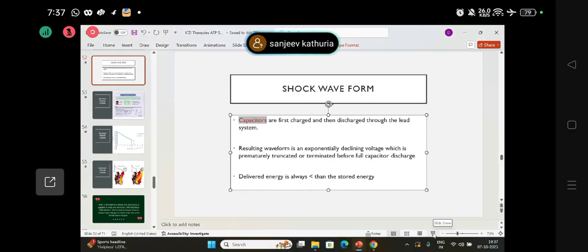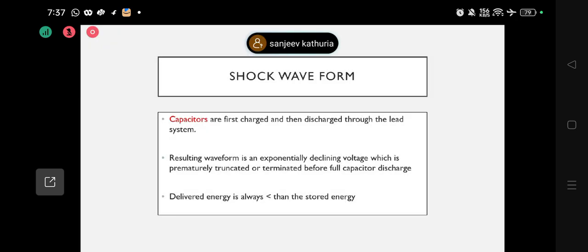Somebody asked about capacitors. Now this is a slide of capacitors. Capacitors are first charged and then discharged through the lead system. That means when the machine is making a discrimination between VT and SVT, the capacitor will start charging, and then whatever the resulting answer, it will deliver energy. Remember, delivered energy is always less than the stored energy. Why? Because when the capacitor is charging, it is still using its power. If it converts into VF, the charger will straight away fire. So remember, delivered energy is always less than the stored energy.